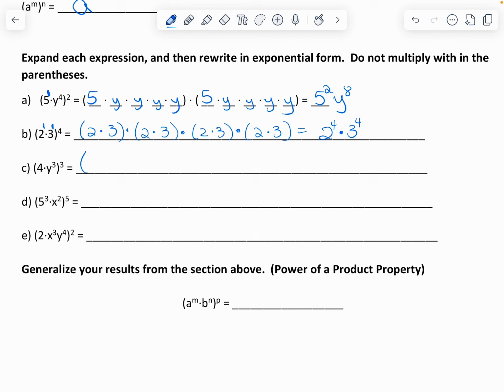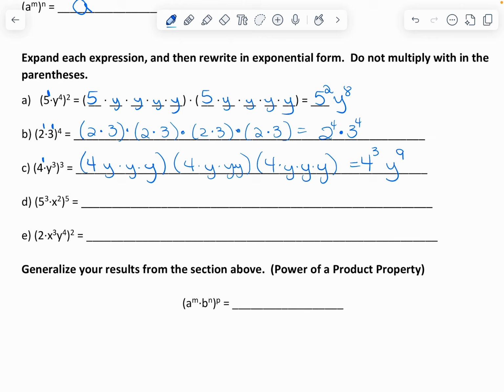So we're going to do the same thing on this next one. It says in the parentheses, we're expanding it. So 4 times y times y times y. We're doing that 3 times. 4 times y times y times y. Oops, I don't know why I did that. And 4 times y times y times y. So, again, remember there's an invisible 1 there. How many 4's do I have? I have 3. How many y's do I have? I have 9.